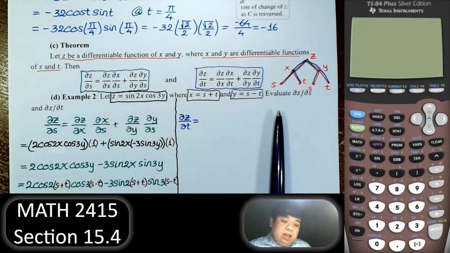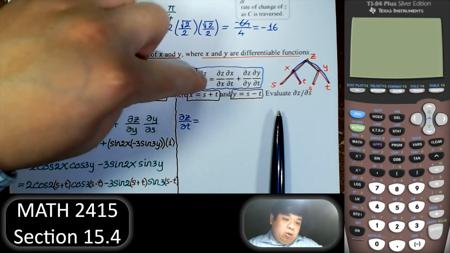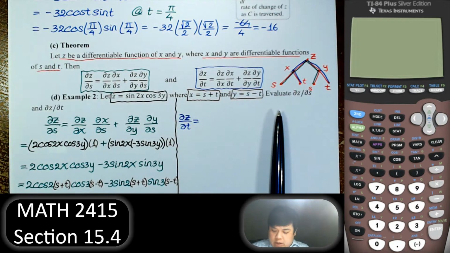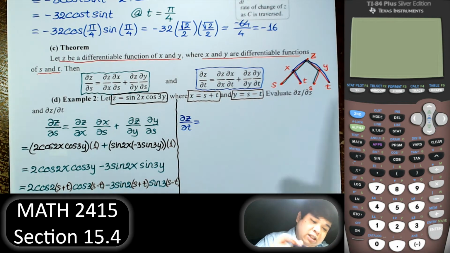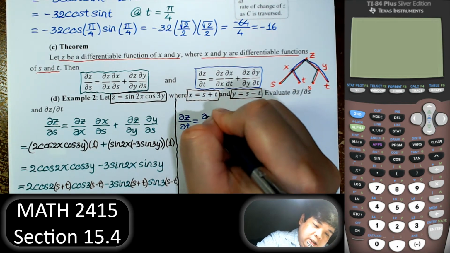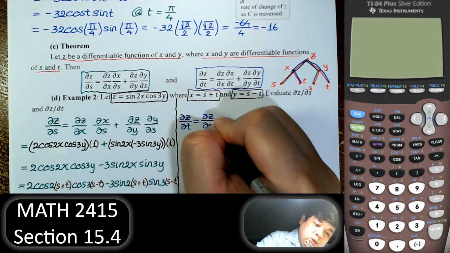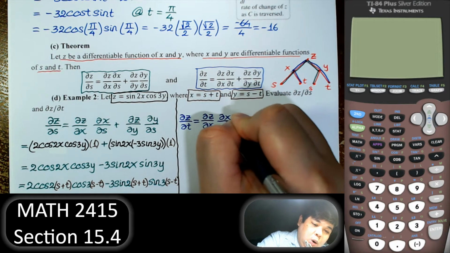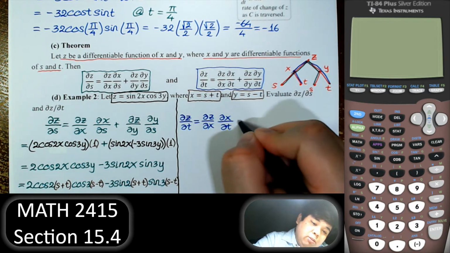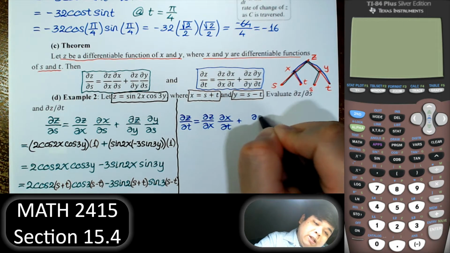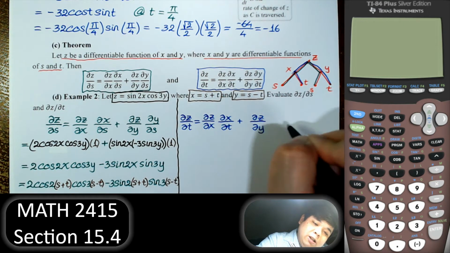So dz over dt, once again, it's going to be that. But of course, we can also use the tree diagram. Right. So dz over dt, derivative of z with respect to t: z to x, x to t, and z to y, and y to t. Z to x, x to t, all of them are partial derivatives because it's a function of more than one variable. Z to y, y to t.